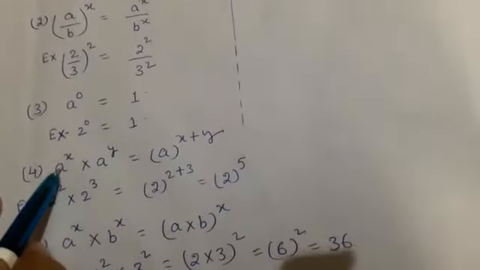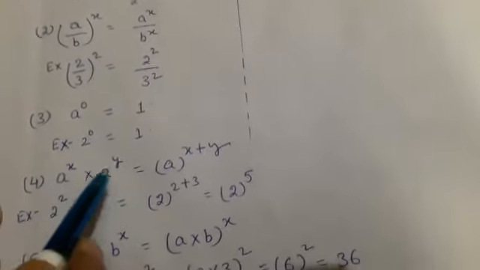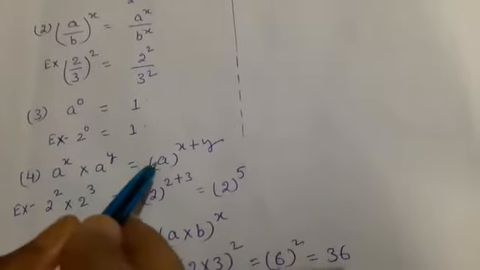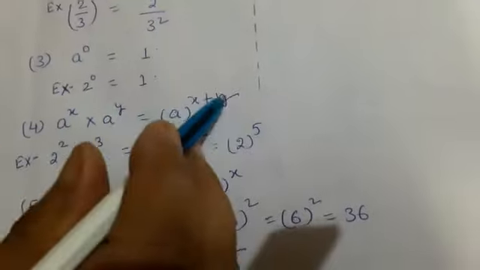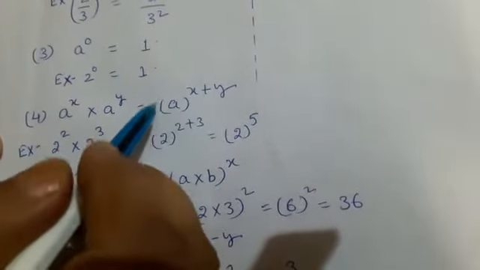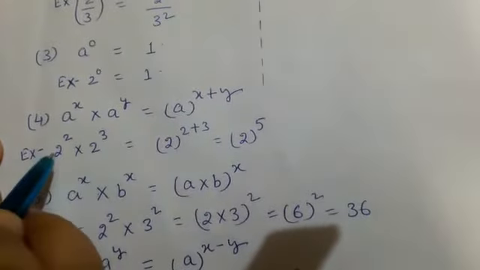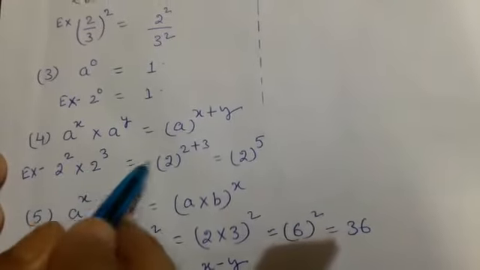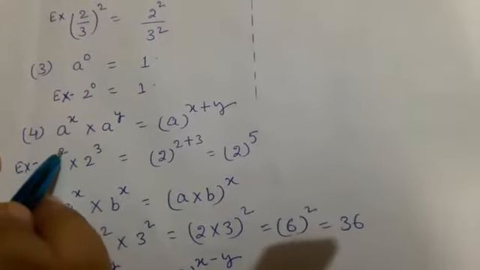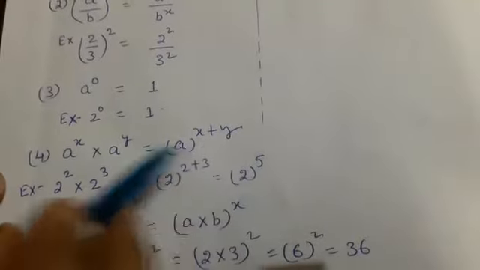Fourth law is a power x into a power y. When bases are same and powers are different, in case of multiplication, we will take the base a as common and add their powers. So it will be a power x plus y. For example, 2 power 2 into 2 power 3. Here bases are same, so we take the base as common and add the powers, 2 plus 3, so 2 power 5.